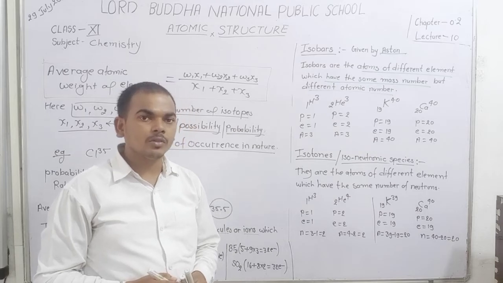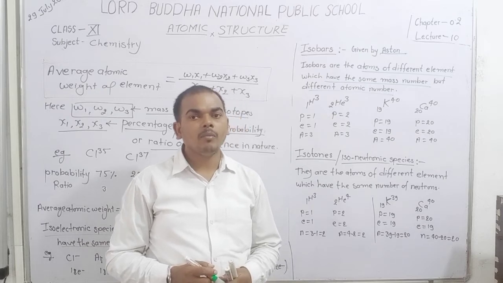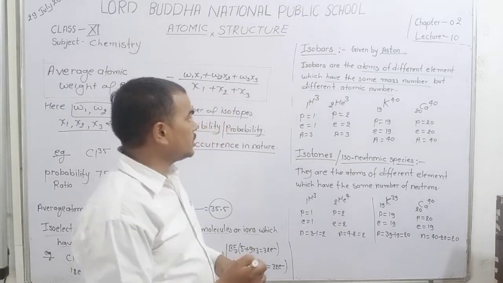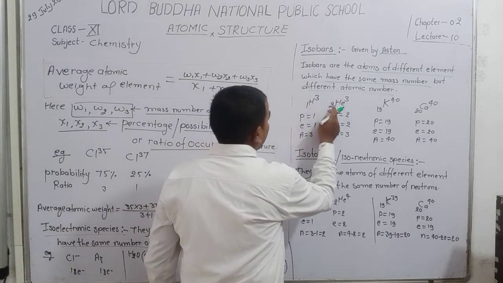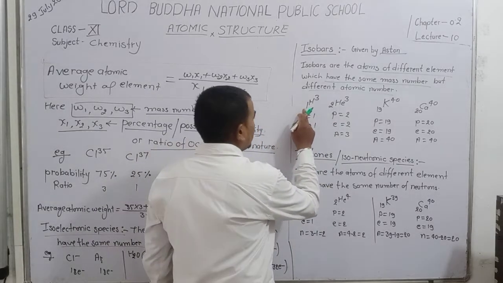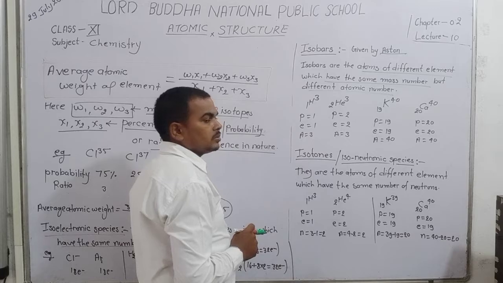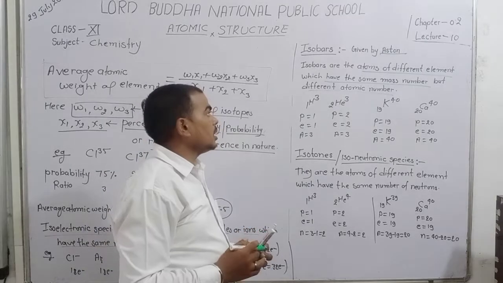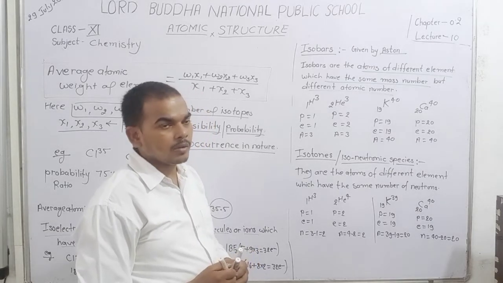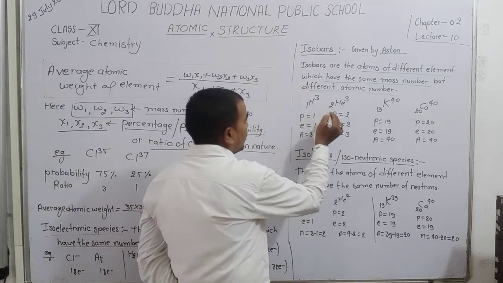So shortly we say that different atoms which have the same mass number are known as isobars. Okay, so here hydrogen and helium are both different elements with different atomic numbers, 1 and 2, but they have the same mass. So we say hydrogen and helium are isobars, because hydrogen has atomic number 1 and helium has atomic number 2.